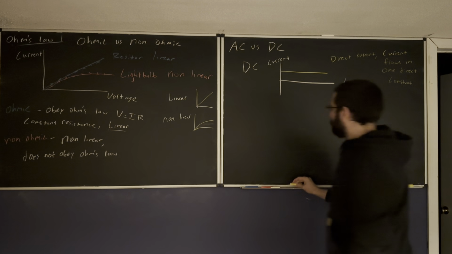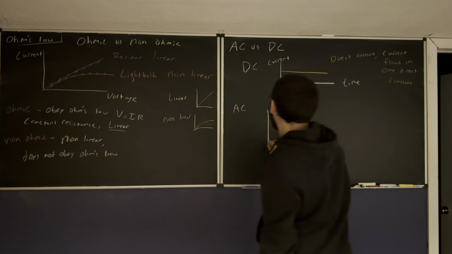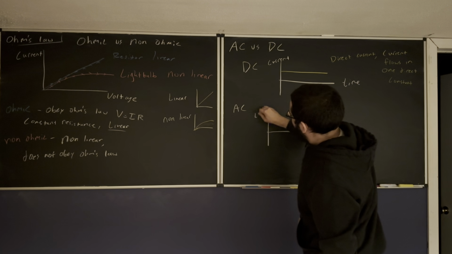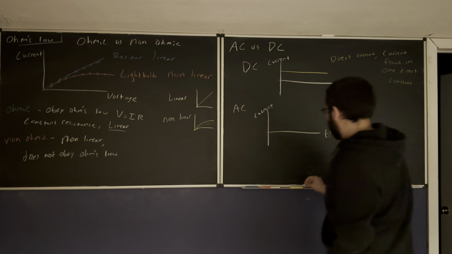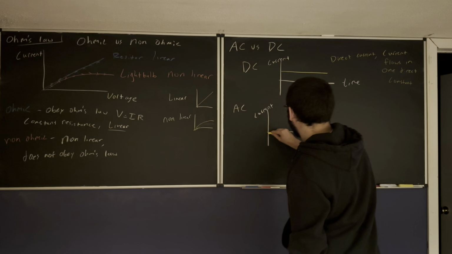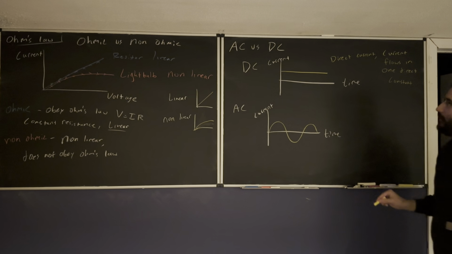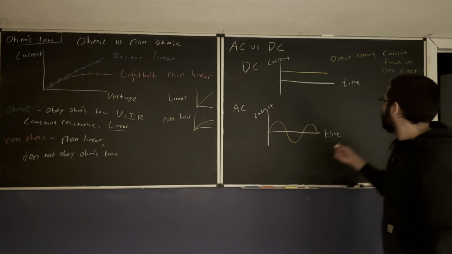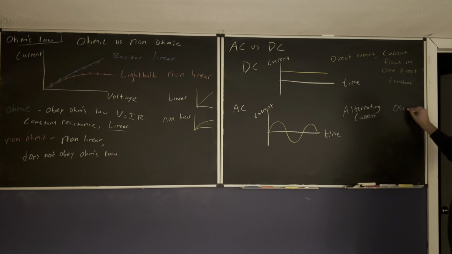Okay, with alternating current, with AC, same graph, right? We have current with respect to time. All right, and we're going to see that with AC, it actually oscillates back and forth. Okay, so that's the key thing with AC, that it oscillates back and forth. So alternating current oscillates back and forth.